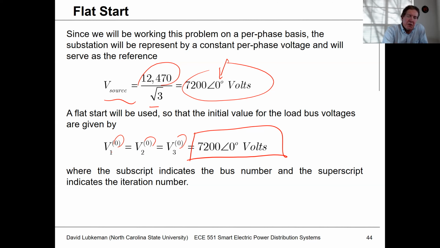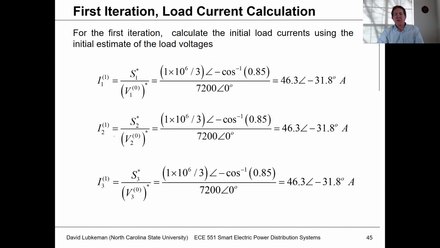Again, this is the bus number at the bottom, and the iteration number is in the upper right part of the variable. So the first thing I do is start off by calculating all my different load currents at all the different buses in the circuit. And this is all based on the guess for the voltage. This is at iteration 1 in this case.